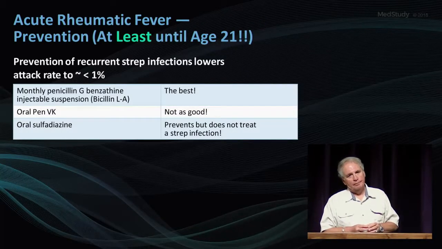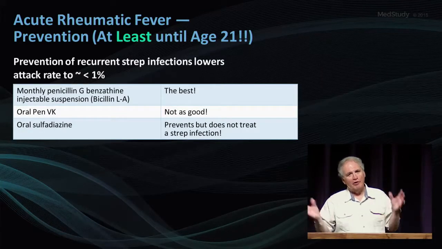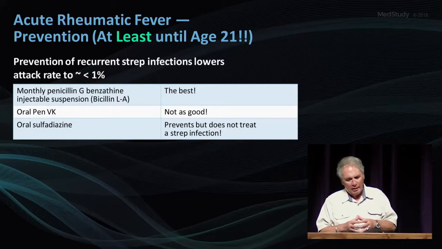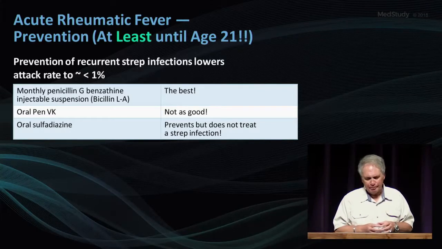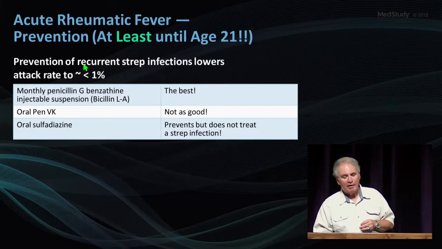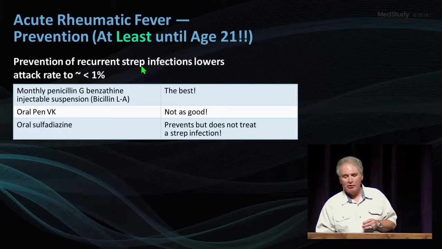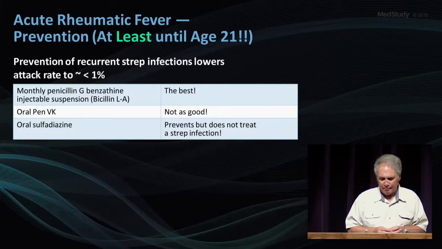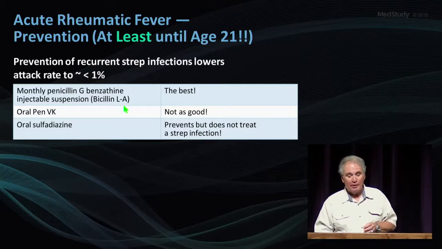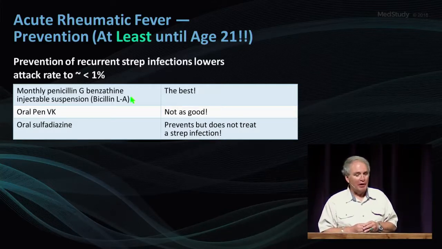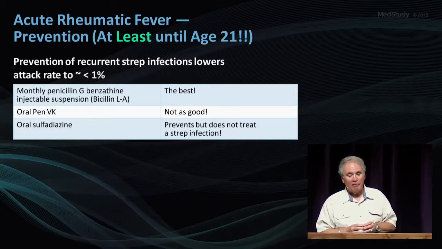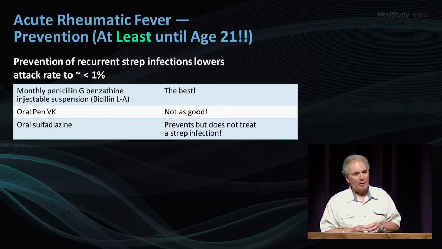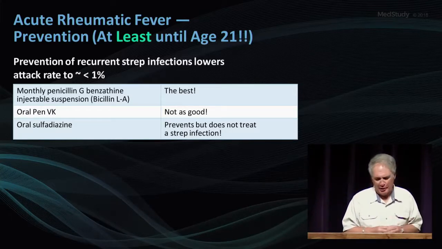Okay, so somebody has had rheumatic fever, you've treated them, they're better now. We now have to prevent another attack of rheumatic fever. And adequate prevention of recurrent strep infection lowers the attack rate to way less than 1%. And the best way to do that, this is worth underlining, monthly injection of bicillin, long-acting bicillin. Clearly the best. Every article concludes the same.